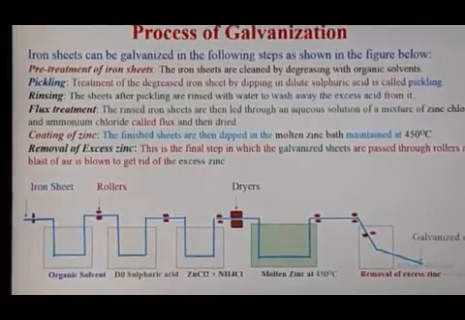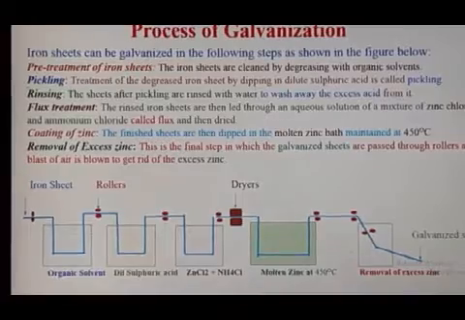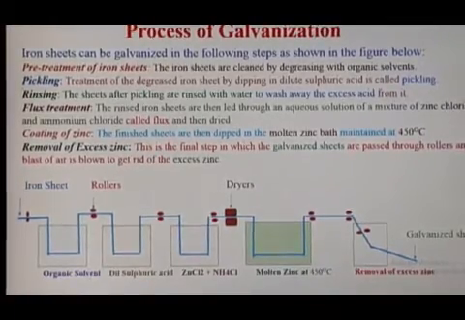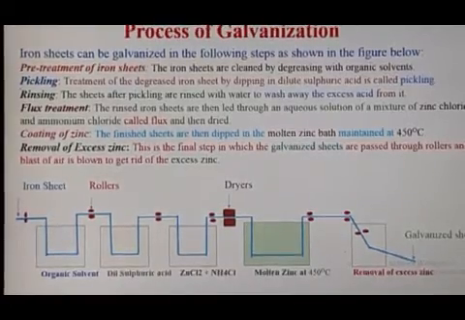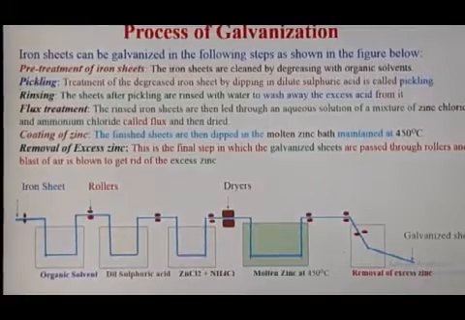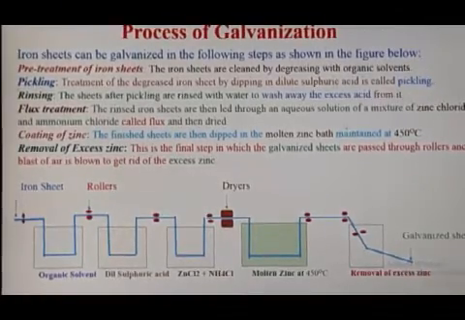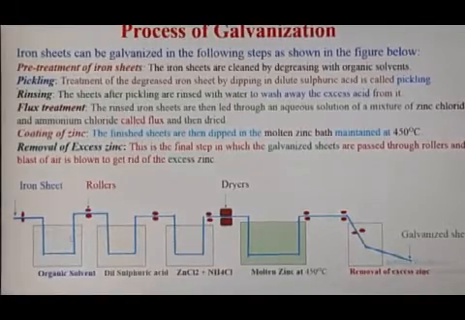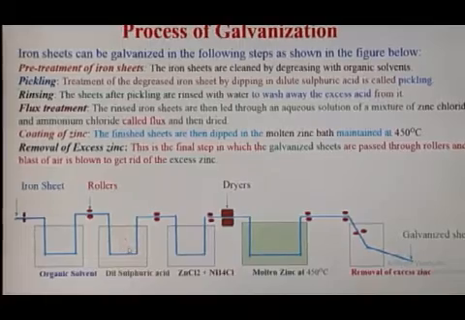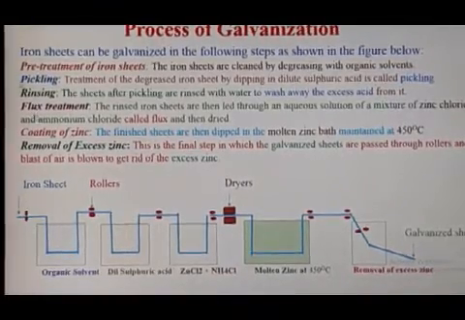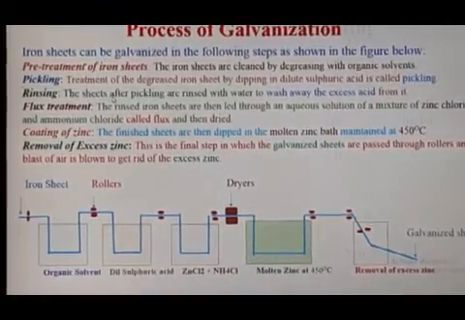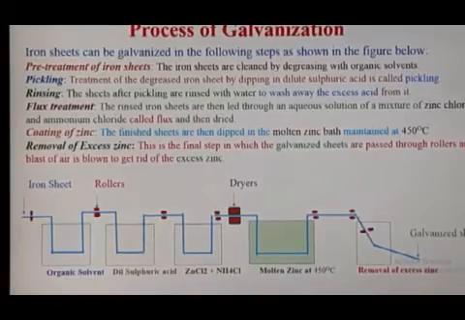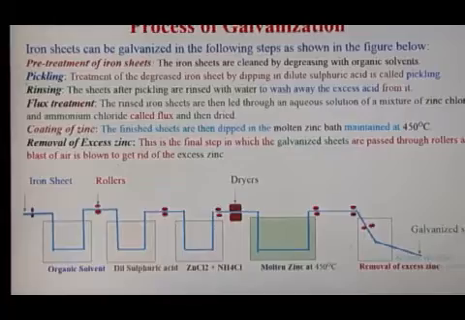The process of galvanization is explained in simple steps, where the sheet to be coated is first subjected to pre-treatment. Here, the iron sheets to be coated with zinc are explained with the help of a diagram as well as text. The iron sheets are first cleaned with organic solvents, and this process is called degreasing. The degreased sheets are then treated with dilute sulfuric acid, and this process is called pickling. After pickling, the sheets are rinsed with water to wash away the excess acid, and then treated with the flux, which is a molten mixture of zinc and ammonium chloride.